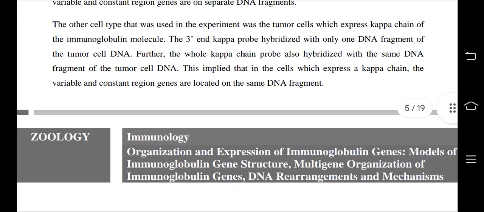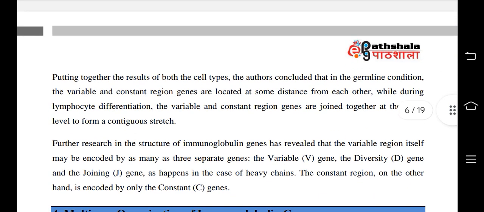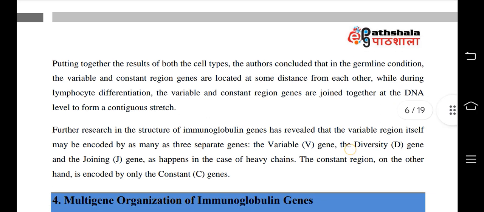Then, putting together the results of both cell types, the authors concluded that in the germline condition, the variable and constant region genes are located at some distance from each other, while during lymphocyte differentiation, the variable and constant region genes are joined together at the DNA level to form a continuous structure.